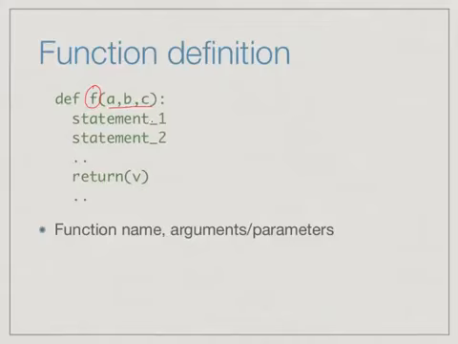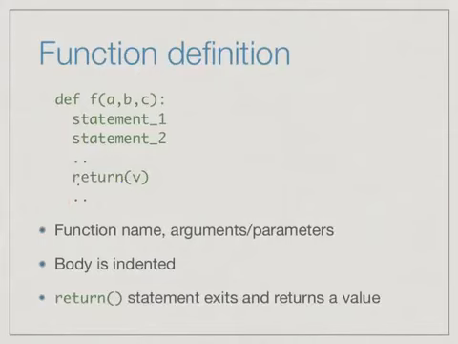Within the body of the function, a, b, and c will refer to the values which are passed to this function for a given call. Within a function, we might have a statement called return. The body of the function is indented like we had for if, while, and for. If the return statement is encountered, the execution of the function will end and you will get back to where you called the function from, returning the value in the name v. This could be any expression, right? So we could just have return of a constant or return of v plus 1 or whatever.